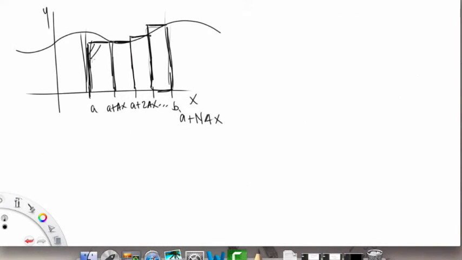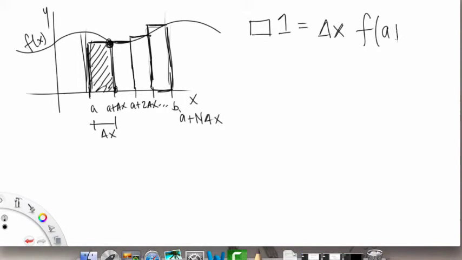So the area of this first rectangle that I'm shading in is going to be base times height, right? So the area of rectangle number 1 is base times height, and the base is a length of delta x, because that's the length of our subinterval. So we have delta x times the height, which is given by the value of the function, f of x, at this right endpoint, which is a plus delta x. So the value of our function at a plus delta x gives us our height, and this is the base of our rectangle.